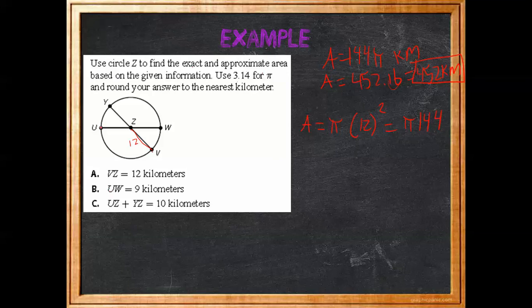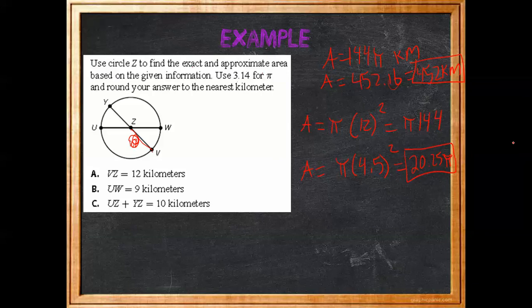Now it says if UW is a diameter. If UW is 9, then the radius is going to be half of that. If we take half of 9, we're going to get 4.5. So for that one, we're going to say pi 4.5 squared. And remember, we want to take 4.5 times 4.5 first. That's going to give us 20.25 pi. So that's going to be our exact answer.